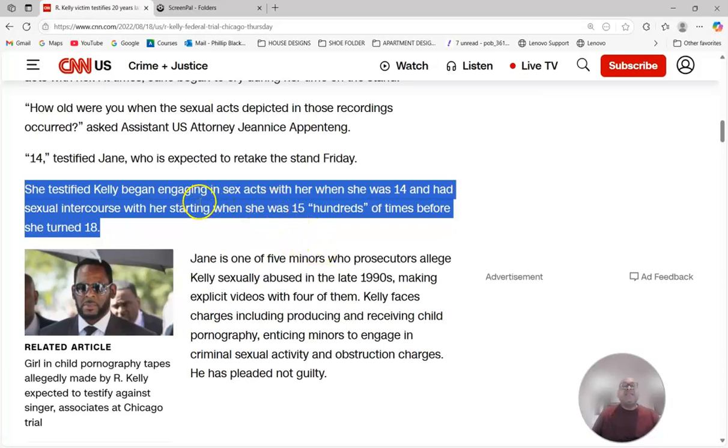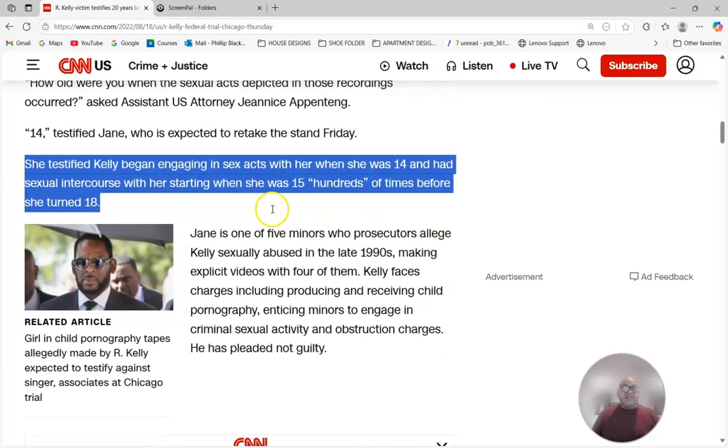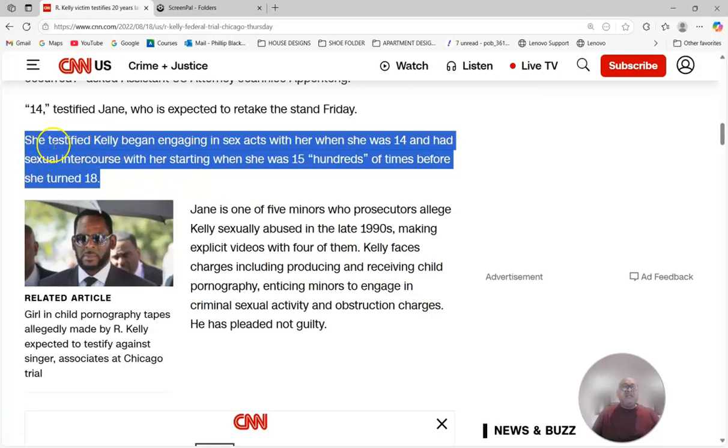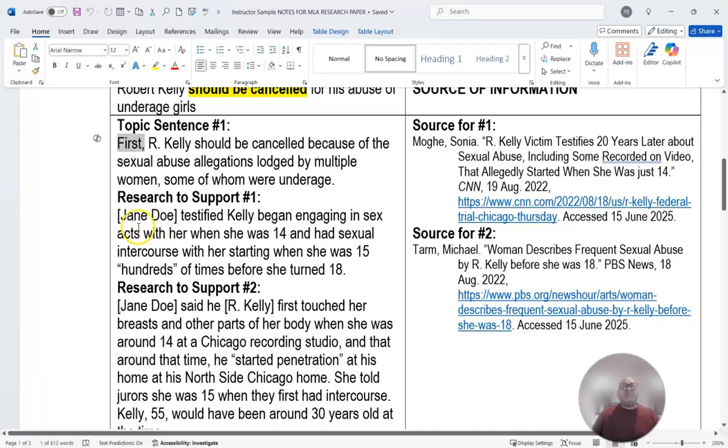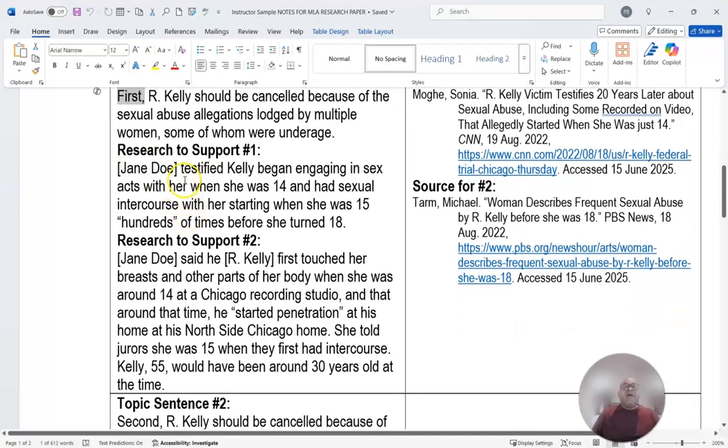So, my topic sentence says that R. Kelly should be canceled because of his abuse of underage girls. In this article from CNN, I found this quote, and I'm just going to copy it and put it into my outline. One of the things I did here, I took out "she" and put [Jane Doe] so that I would have a proper subject, and it's in brackets so that I know I added this. And I have the exact quote here.